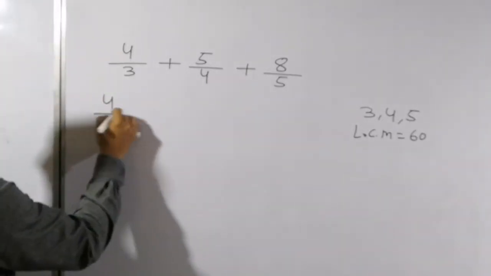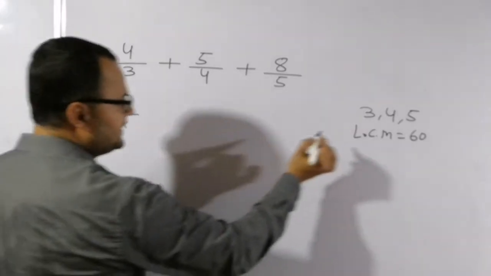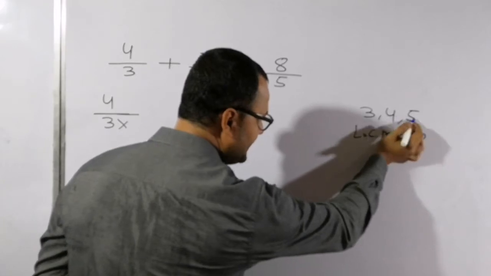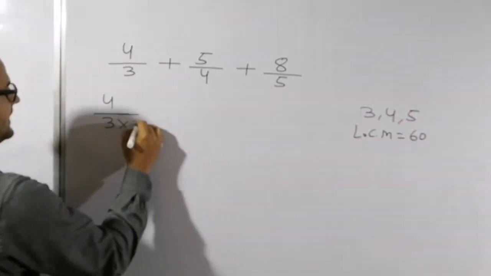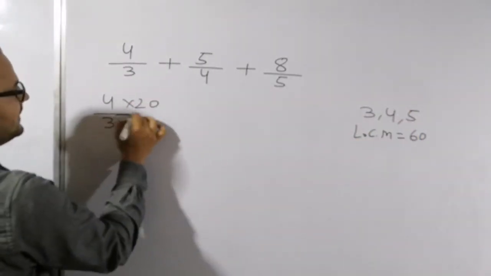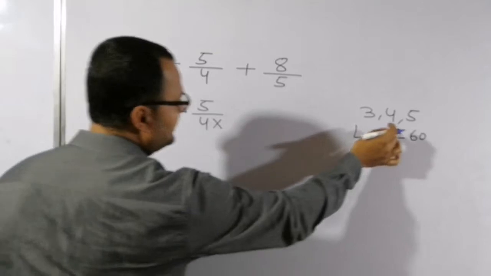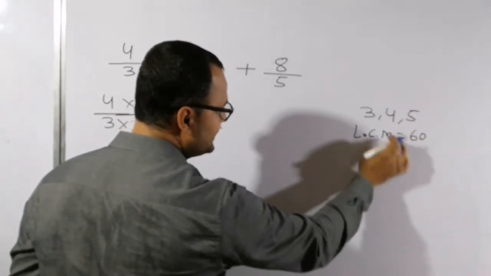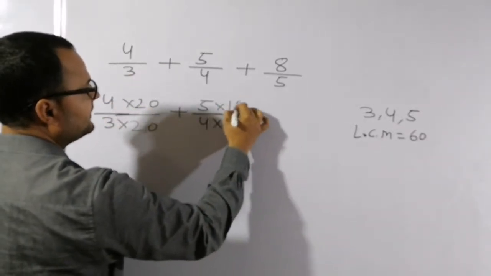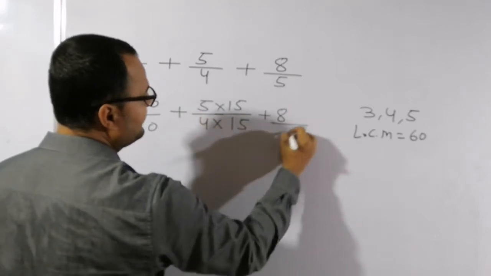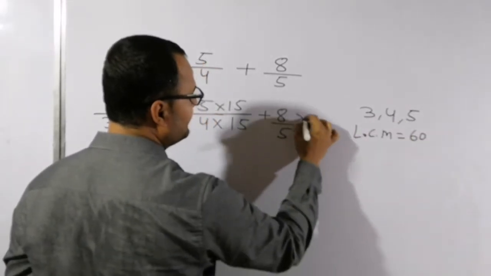So 4 by 3, all the denominators we have to convert into 60. So if I multiply 4 and 5, 4 5s are 20, because we left the 3. So I'll multiply with 20. I got 60. Then 5 by 4. If you just remove 4, still 3 and 5 we have. 3 into 5, 15. So 4 into 15, 5 into 15. And plus 8 by 5, if you throw out 5, 3 into 4, 12 we have remaining.